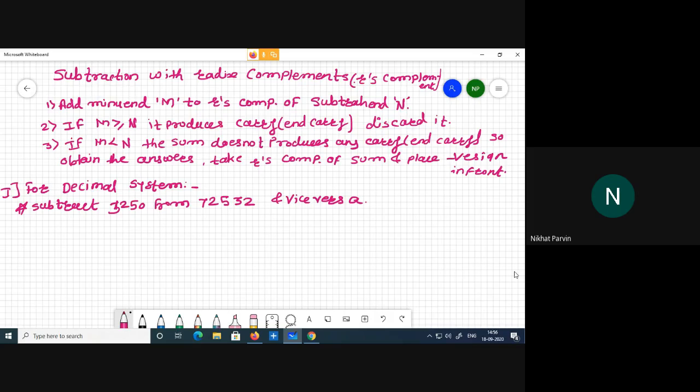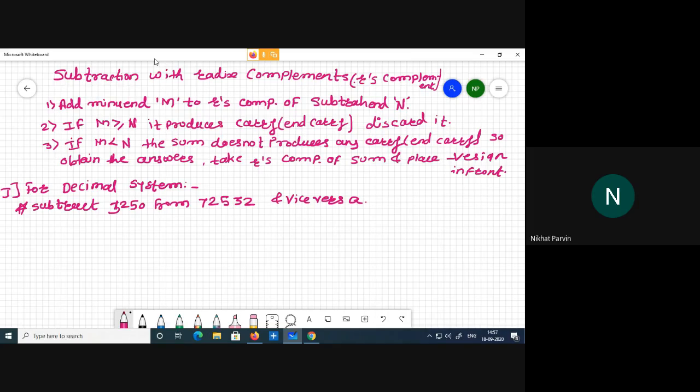Greetings to everyone. Today our topic is subtraction with radix complements, nothing but r's complement. That r may be your base, that is base 10, 2, 8 or 16, anything.